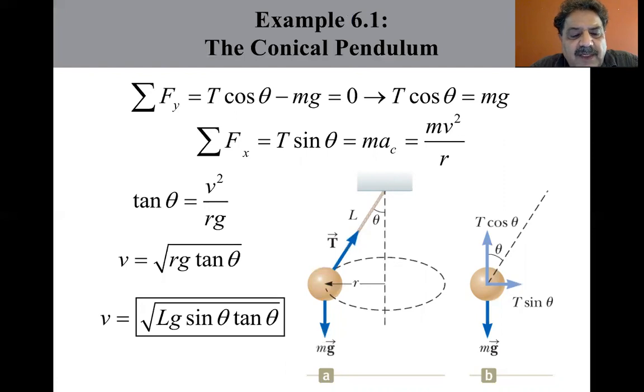Consider what happens when theta goes to 90 degrees so that the string is horizontal. Because the tangent of 90 degrees is infinite, the speed v is infinite, which tells us that the string cannot possibly be horizontal. If it were, there would be no vertical component of the force T to balance the gravitational force on the ball.